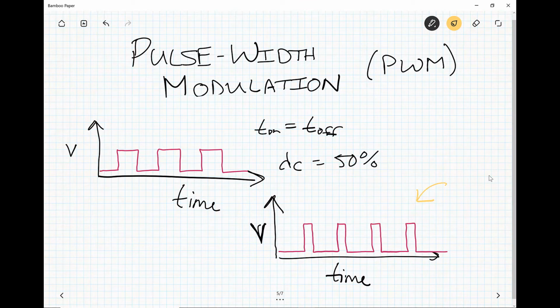Well, here's an example where the signal spends 1 unit of time on and 1, 2, 3, 4 units of time off. So the period of the signal is 5 units of time, and it spends 1 of those units high. So the duty cycle would be equal to 1/5, or 20%. The signal spends 20% of its time high and 80% of its time low.